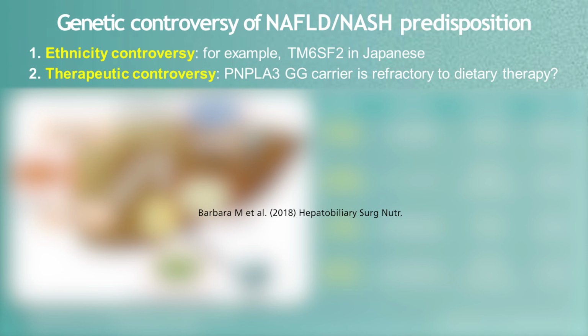But unfortunately, there are many controversies despite the number of patients in genomic studies. For instance, with TM6SF2, the Japanese population is controversial. Some reports say that, similar to other populations, TM6SF2 is important, but not every study has proven that in the Japanese population. There is also therapeutic controversy: dietary therapy is somehow resistant in PNPLA3 carriers, but not much is known about the mechanism regulating that.